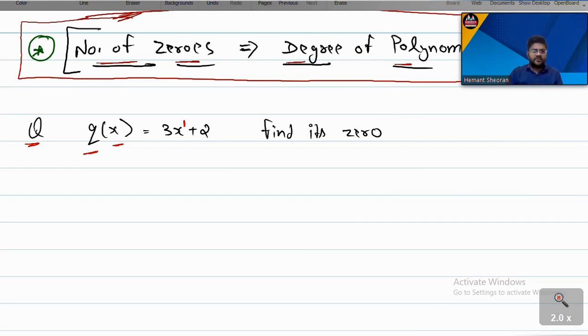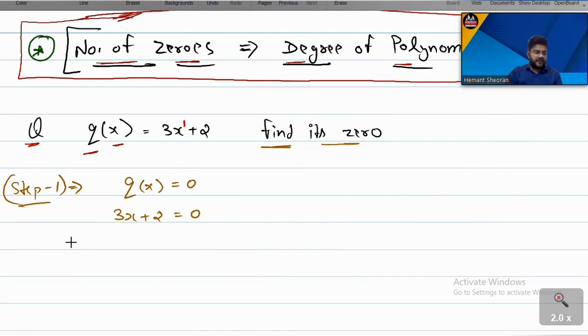Just go with the last example. If they say find its zero by yourself, what will you be doing in that case? You will be equating q(x) equal to zero, because ultimately we want to make this polynomial zero. So the first step, step one, is to equate the polynomial with zero. Then substitute the polynomial's value. So it is 3x plus 2 equals 0. Yes or no?